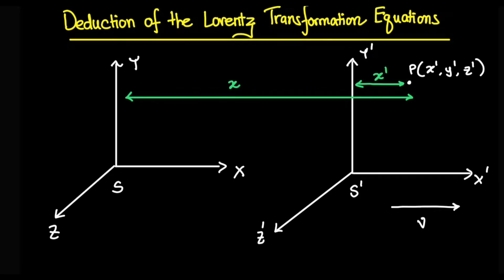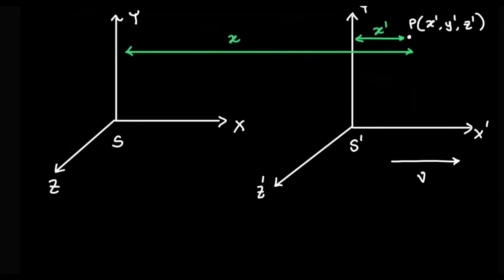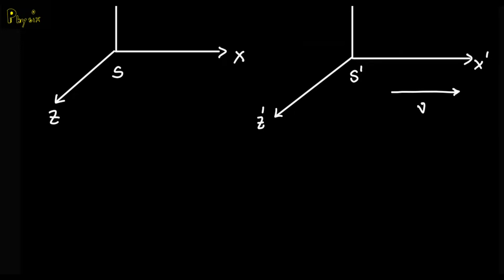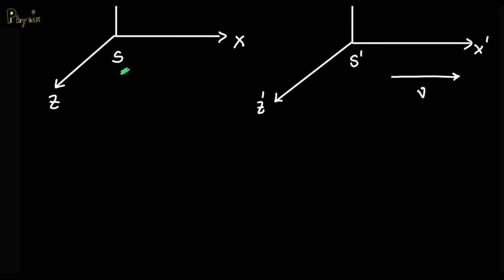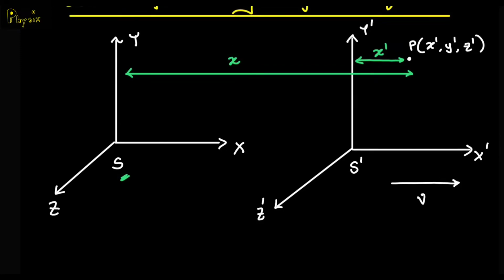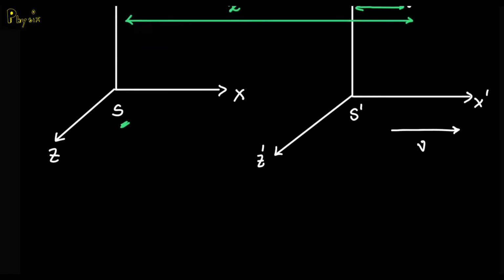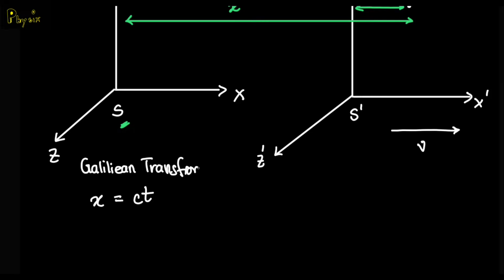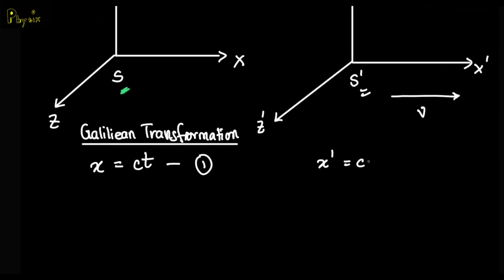Now, from the Galilean transformation equations, we could say that from the frame of reference S, this entire distance of x, starting at time t equals 0, can be considered to be c times t, and this is from the Galilean transformation equations, equation 1. And then again, from the frame of reference S prime, we could say that x prime over here is equal to c t prime, equation 2.